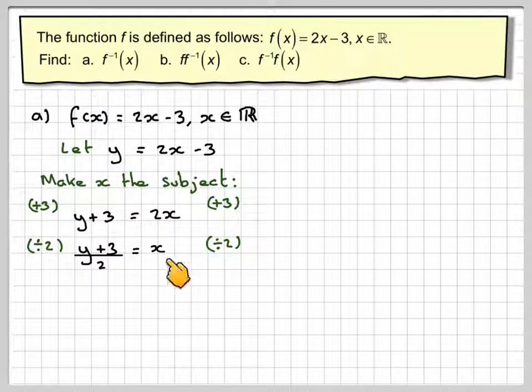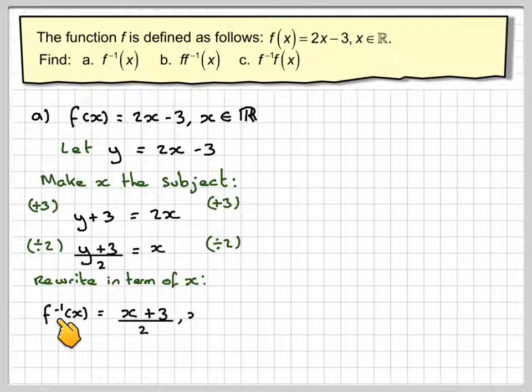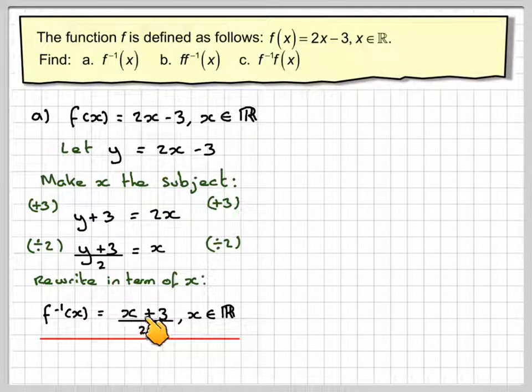So we get y plus 3 over 2 is equal to x. We've now made x the subject. But to get the inverse function, you just rewrite that in terms of x. So the inverse function, which we write as f to the minus 1 of x, will be x plus 3 over 2, and its domain will also be all the real numbers, since you can put any number into it. Right, so now we do the composite of f and f to the minus 1.